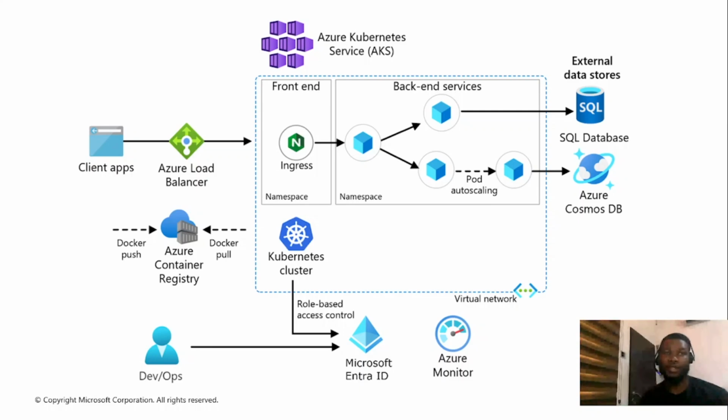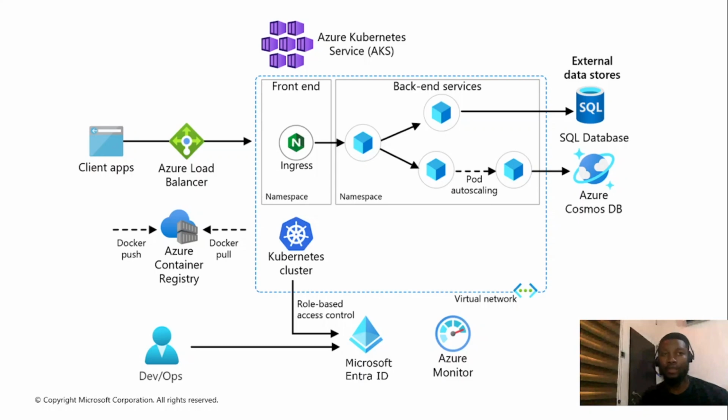You can also see the SQL database, the Cosmos DB, which we call external data stores. Microservices are typically stateless and write states to external data stores such as Azure SQL database and Azure Cosmos DB. Azure Active Directory is also there. You can see AKS uses Microsoft Entra ID identity to create and manage other resources such as Azure Load Balancer. Azure AD is also recommended for user authentication in client applications.